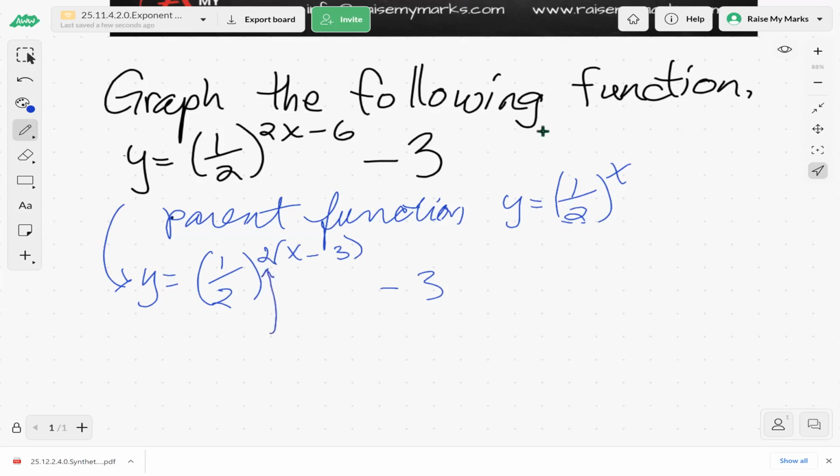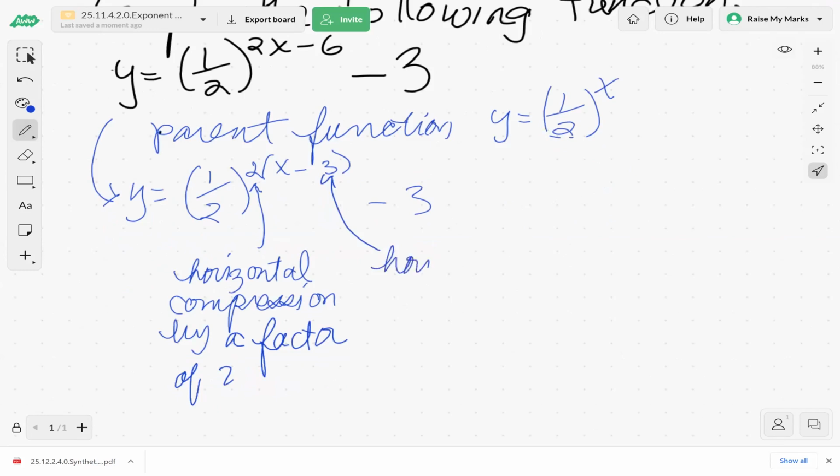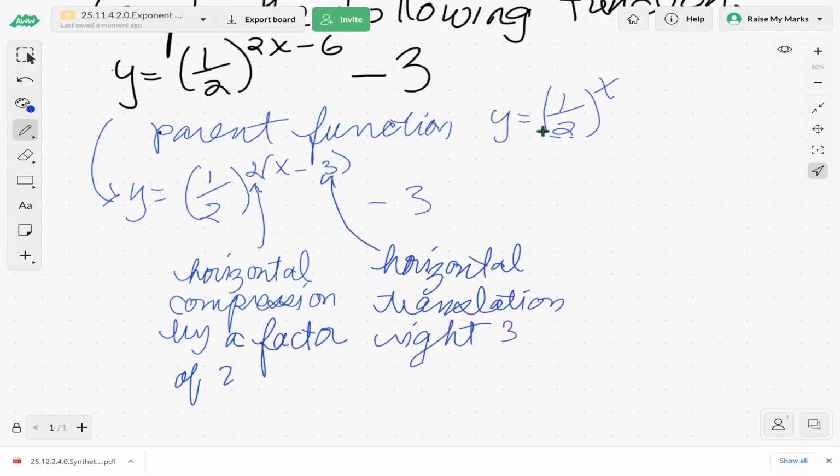So this 2 here is a horizontal compression. Let's write that down. Horizontal compression by a factor of 2. This 3 here is a horizontal translation right 3 units.